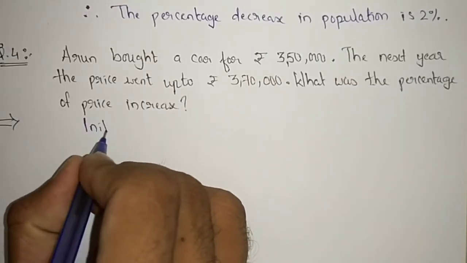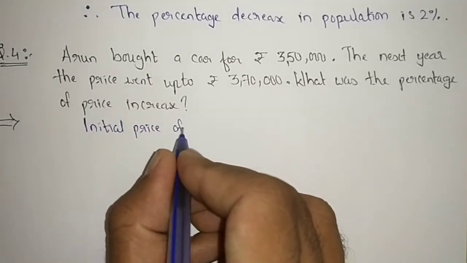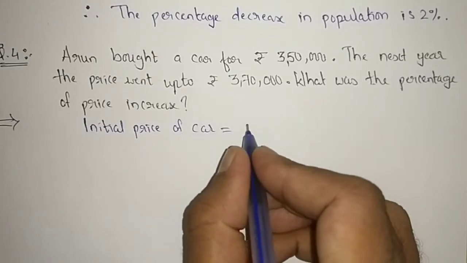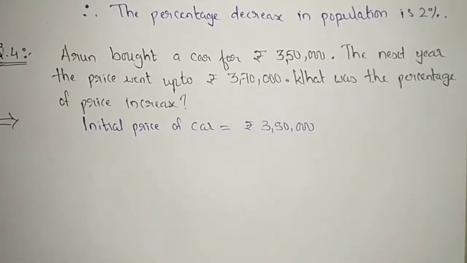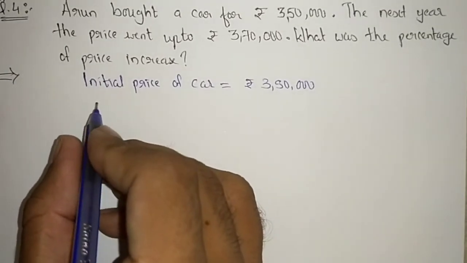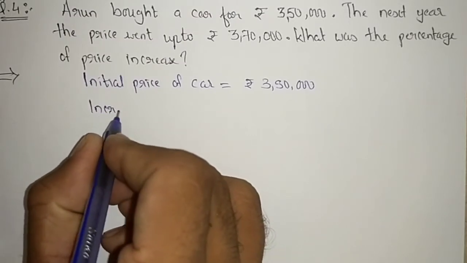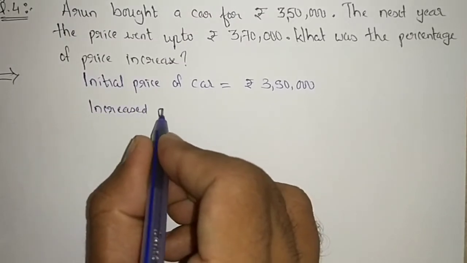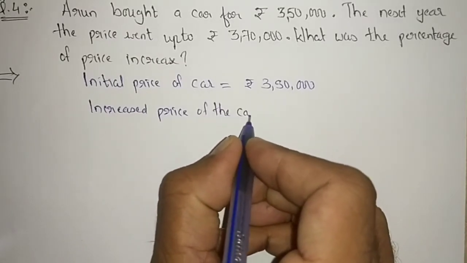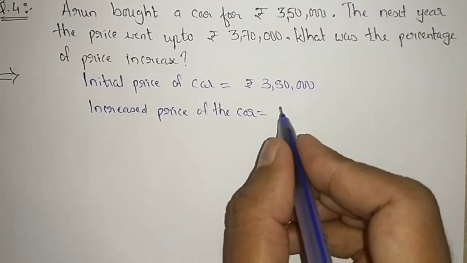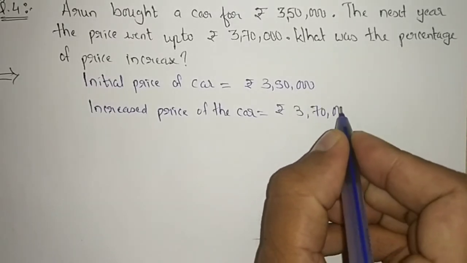Initial price of the car is equal to rupees 3,50,000. Increased price of the car. Now the car, when it increased, its price is rupees 3,70,000.